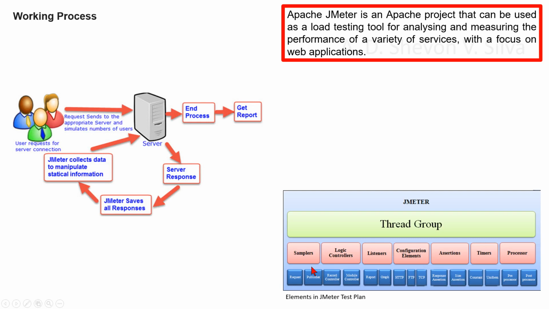There are different types of samplers in the JMeter test plan, which are provided by JMeter. Note that these are not all the samplers. FTP request, HTTP request, JDBC request, Java object request, LDAP request, SOAP or XML RPC request, and SMTP.